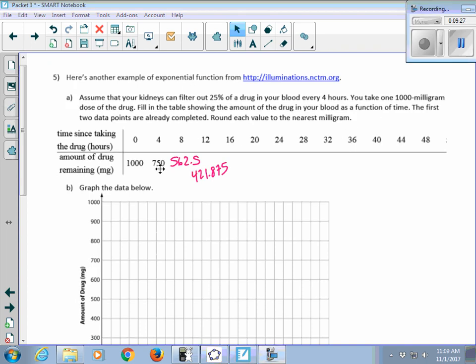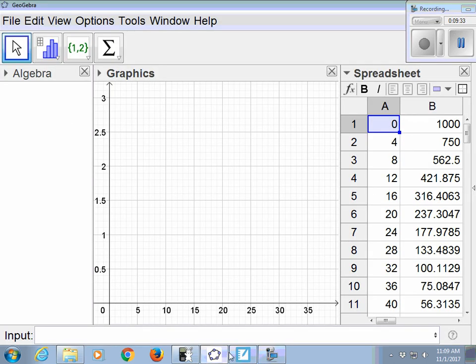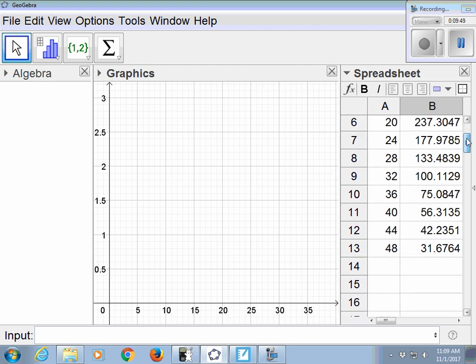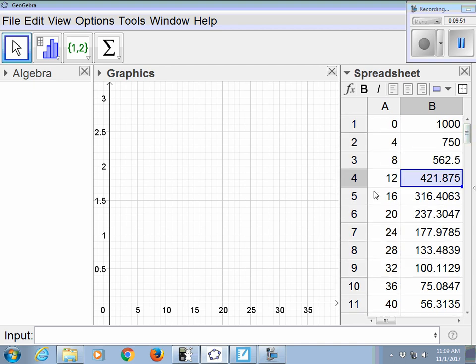Okay, rather than doing all these calculations by hand, I'm going to pull up GeoGebra, and I have had the spreadsheet in GeoGebra do all these calculations for me. You can see I started with 1,000, 750, 562.5, 421.875. Those are the values we just calculated by hand, but there were a lot of them, so I had the computer do the rest for me.